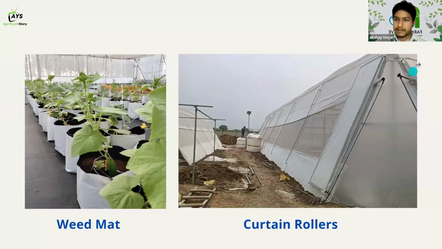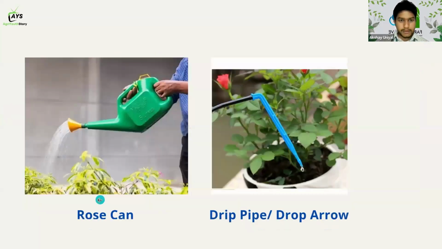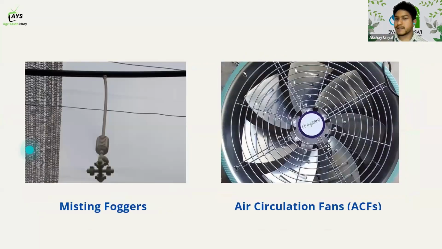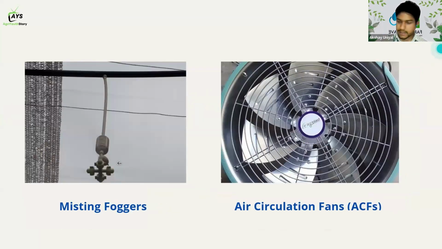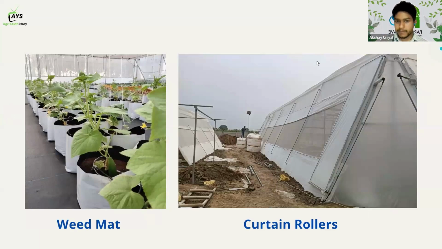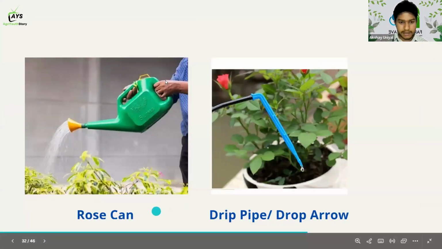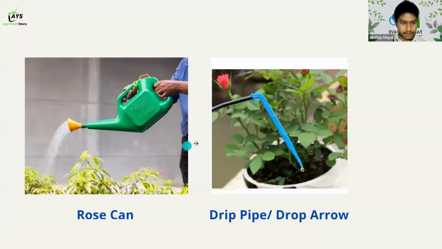Okay. So these curtain rollers, I think it's clear, are used for ventilation. Now, these are irrigation systems. This rose can, the handheld can, is used for watering when the plants are in the germination stage. In this stage, the only way we can give water to the plant is through this rose can. We always need one of these in our spaces.